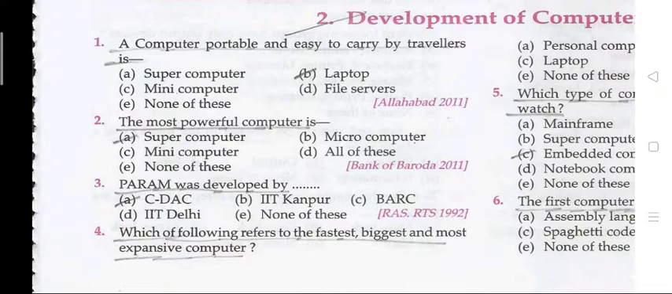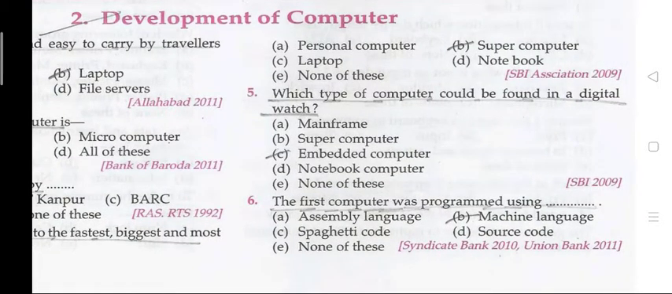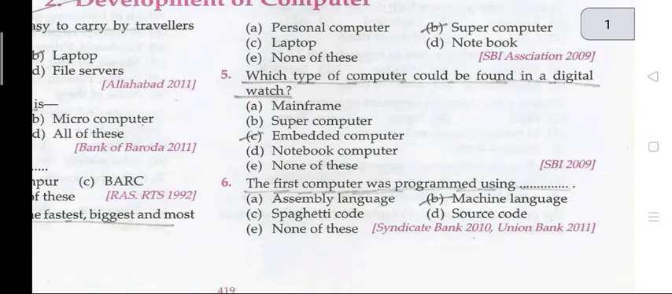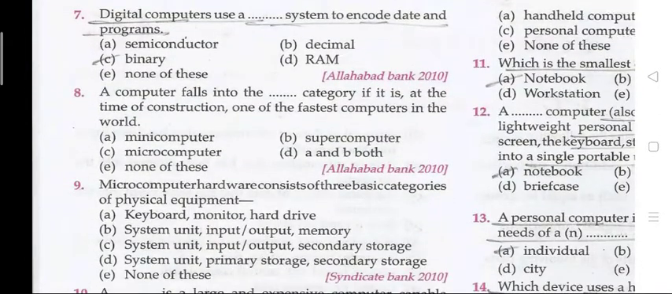PARAM was developed by CDAC. Question number 4, which of the following refers to the fastest, biggest and most expensive computer? Right answer is supercomputer. Question number 5 onwards, which type of computer could be found in a digital watch? Right answer is embedded computer. Question number 6, the first computer was programmed using machine language. Question number 7 onwards, digital computer use a dash system to encode data and program. The right answer is binary.